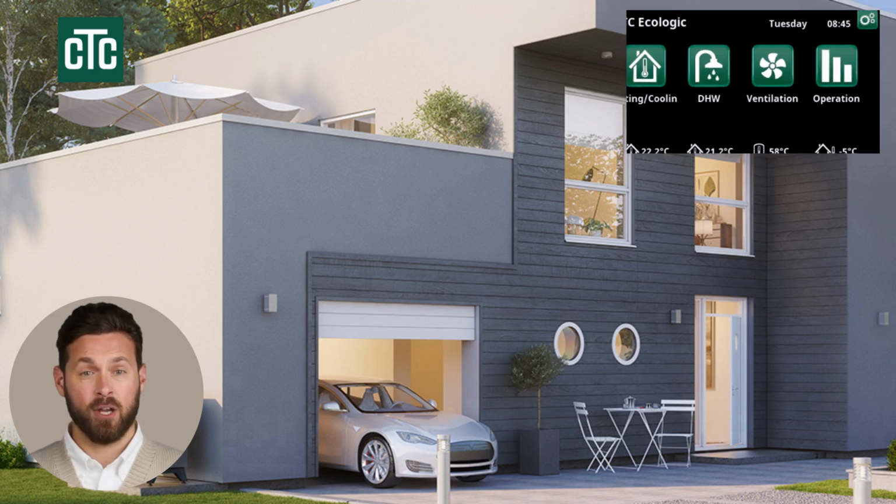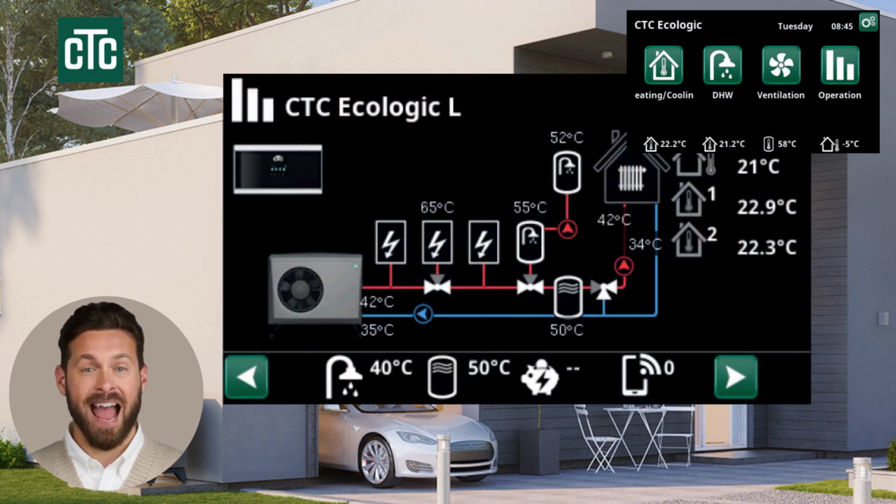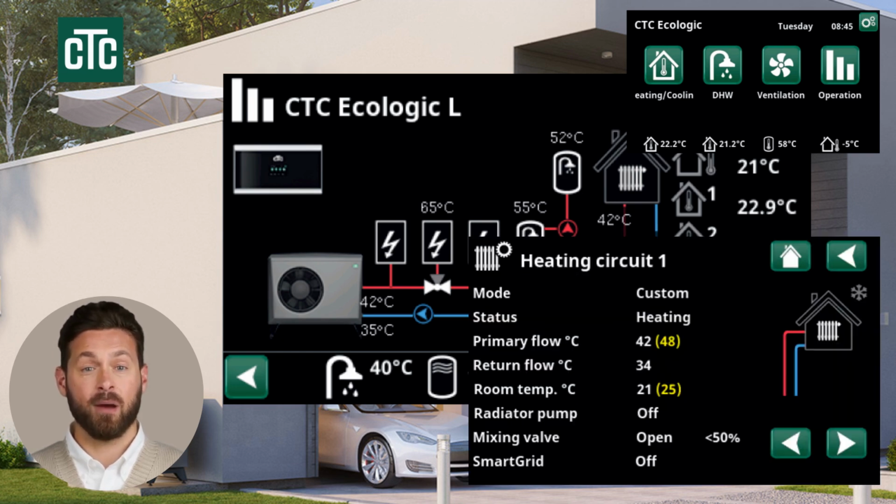By pressing the operation button, you can see the schematic diagram of your heating system and the current temperatures. By tapping the corresponding elements on the screen, you can see the heat pump status, current and target temperatures in brackets for the buffer tank, DHW cylinder and heating circuits. The actual system layout may differ from what you see on the screen in this video and will depend on the installed components and the number of heating circuits.